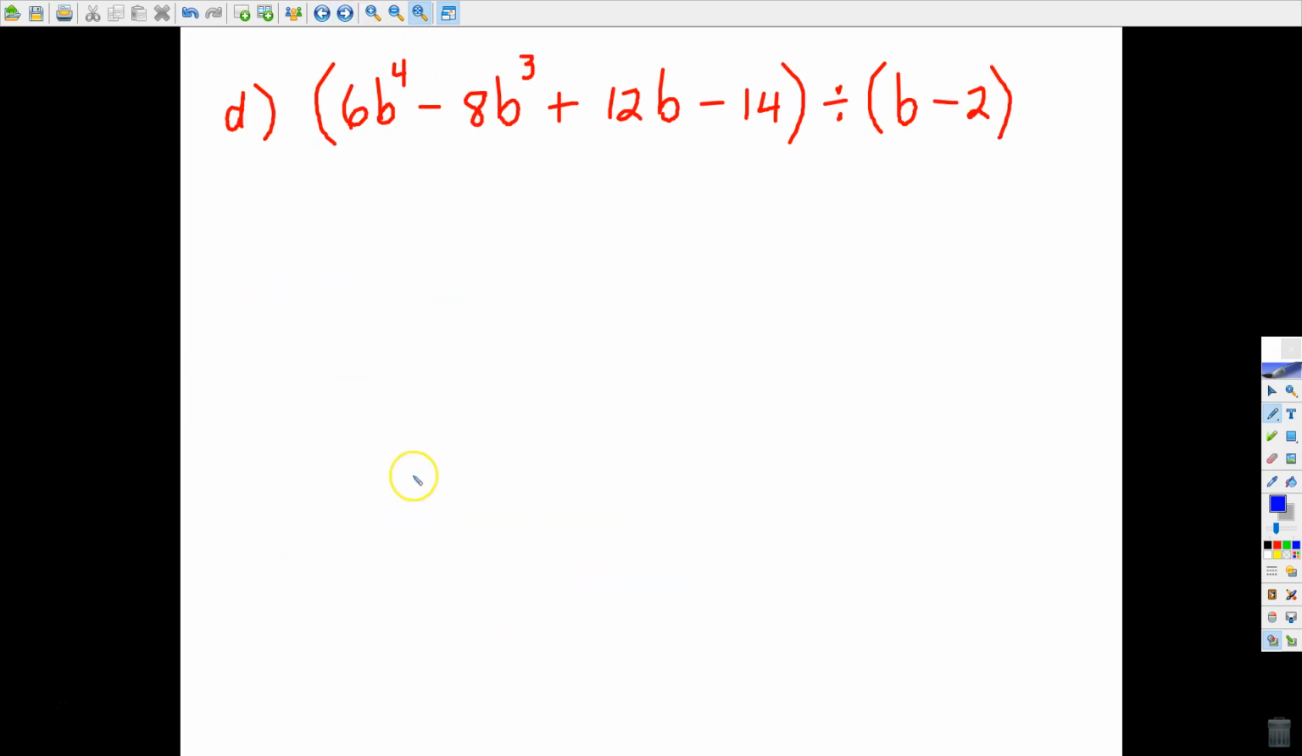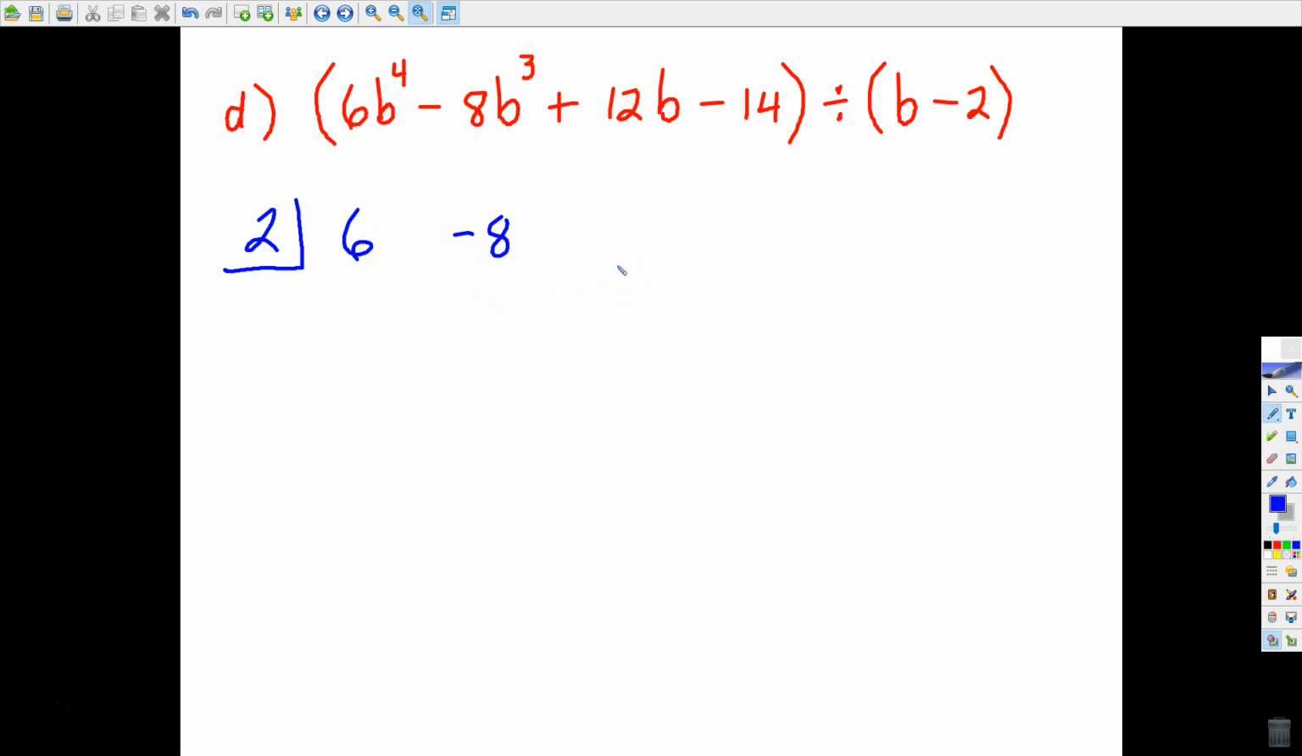Okay. Let's try this one. So let me get Abby to give me the number that would go in the house. Nice. Okay, Abby, what will be written to the right? Negative 8.